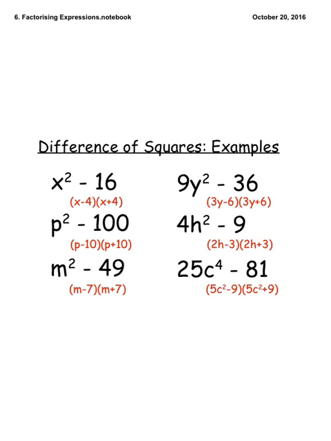For the first one, x minus 4, x plus 4. For the second one, p minus 10, p plus 10. For the third one, m minus 7, m plus 7. Again, your plus and your minus could be swapped around. For the fourth one, 3y minus 6, 3y plus 6. For the fifth one, 2h minus 3, 2h plus 3. And for the last one, 5c squared minus 9, 5c squared plus 9.